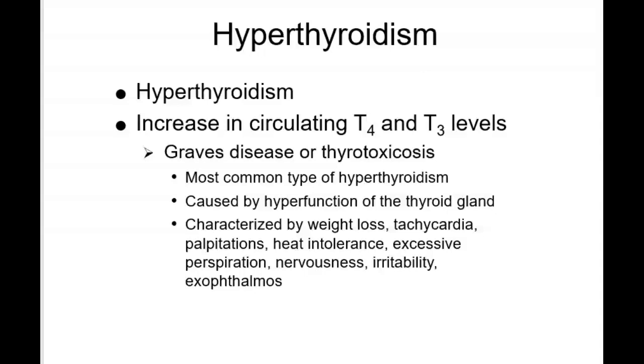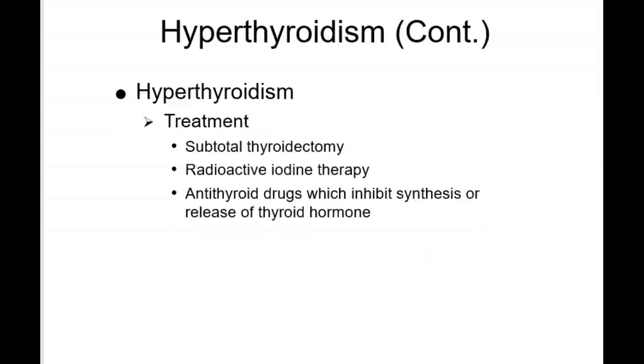Hyperthyroidism can be treated by surgical removal of a portion of the thyroid gland, radioactive iodine therapy, or anti-thyroid drugs, which inhibit either synthesis or release of the thyroid hormone. One thing to note is when a patient has a thyroidectomy or receives radioactive iodine therapy, it frequently leads to permanent hypothyroidism, and the patient has to take thyroid replacement therapy, such as levothyroxine, in order to replace those thyroid hormones.